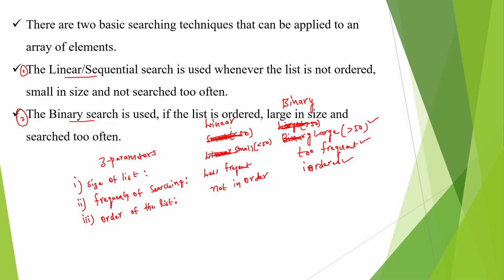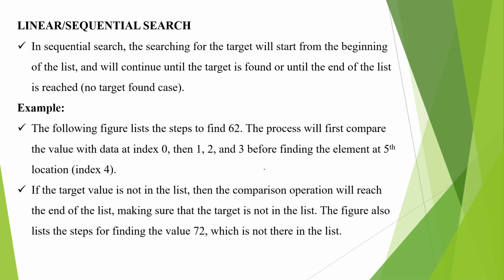Okay, so linear sequential search requires small lists, small size arrays. And whenever you are performing the searching technique less frequently, you can go for linear search. And if the list is not in order, then also you can go for linear sequential search. Okay, so based on these three parameters, size of the list, frequency of the searching, and order of the list, we can select which searching technique we have to apply for our searching problem. Hope you understood. So linear sequential search, quickly we discuss.